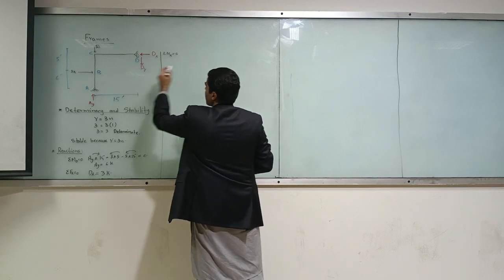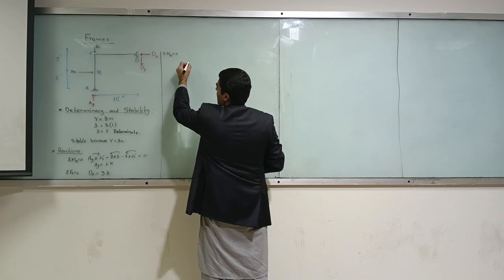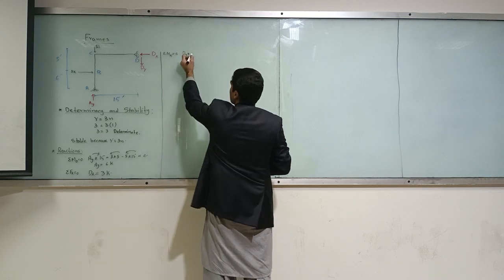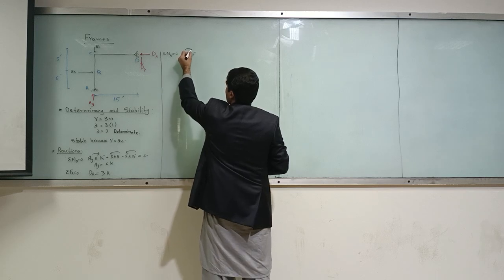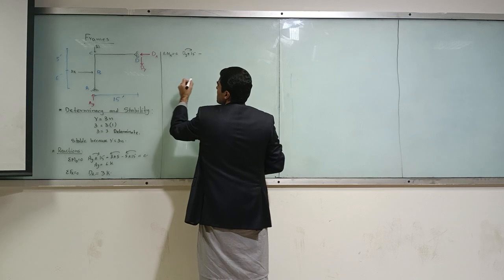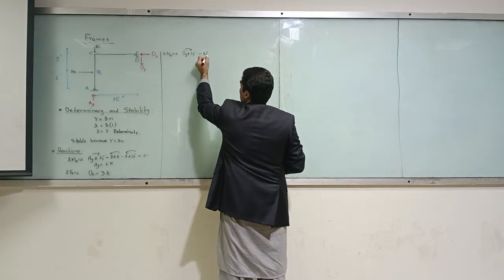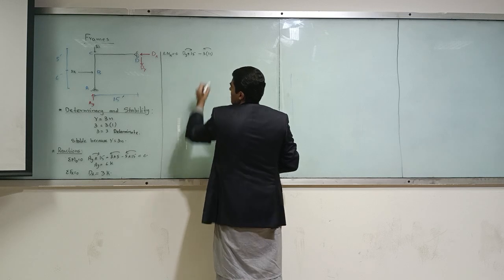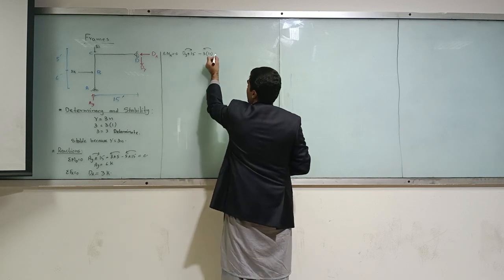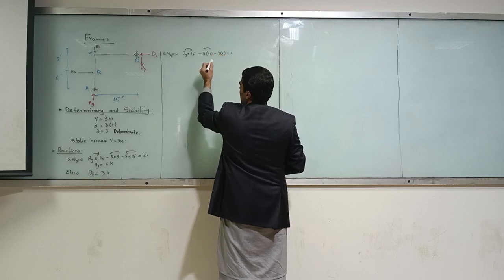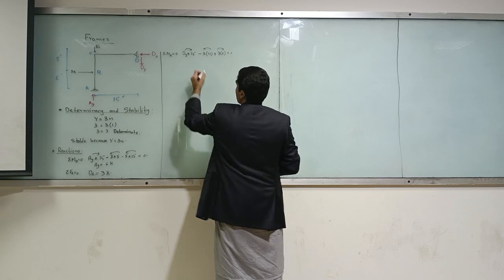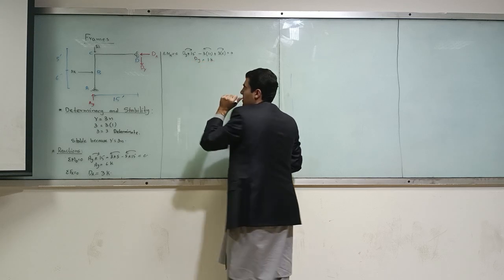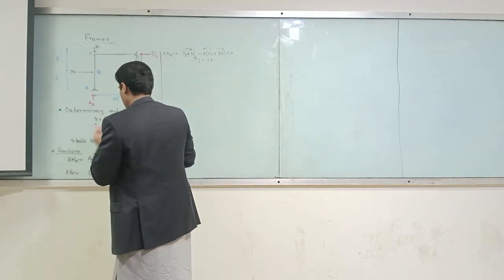So dy is equal to 1. Okay, so now our AY, 3 into 11 plus 11.